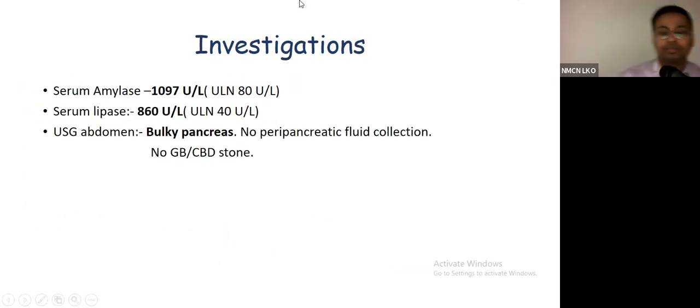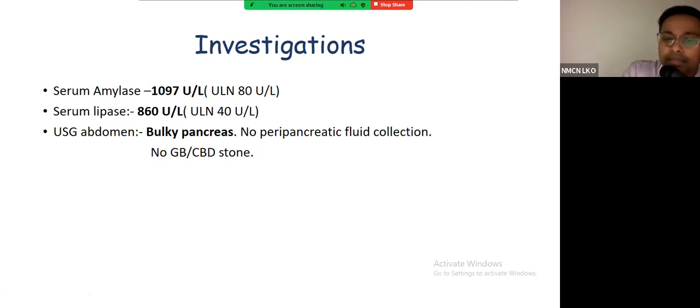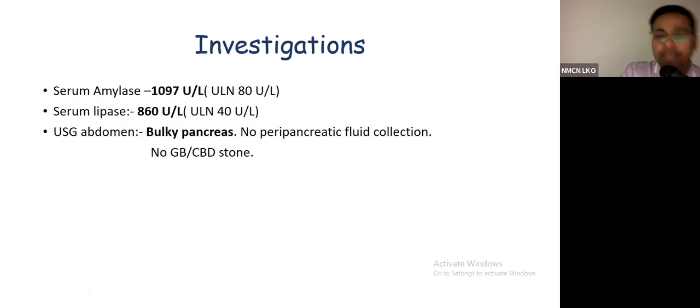So we went ahead to investigate the child. The serum amylase and lipase that we sent were, as we can see, more than 3 times elevated above the upper limit of normal. We did an ultrasound abdomen, which showed a bulky pancreas. There was no peripancreatic fluid collection. There was no gallbladder or CBD stone.